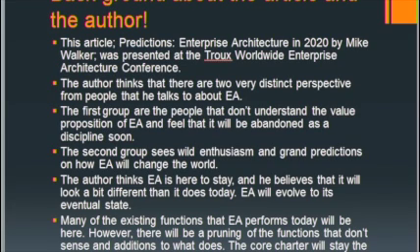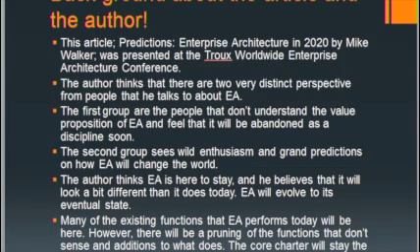So just a little background about the author and the article. The article is Prediction Enterprise Architecture in 2020 by Mike Walker. He presented this article at the TROX Worldwide Enterprise Architecture Conference.